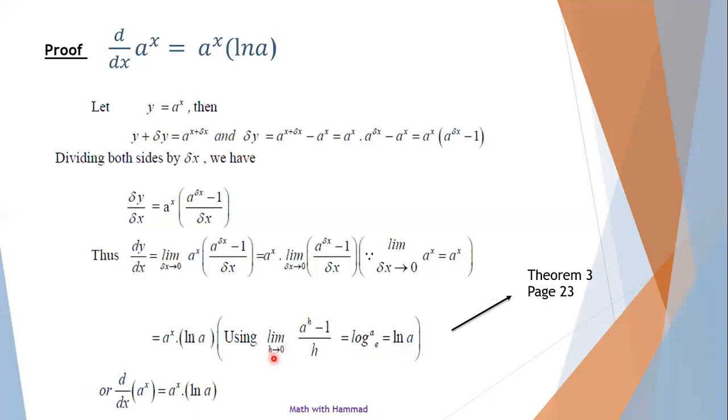Limit h approaches to 0, a raised to power h minus 1 over h is equal to log of a to base e, and that can be written as natural log of a. That's why we can write limit del x approaches to 0, a raised to power del x minus 1 over del x is equal to natural log of a, which is our right hand side.